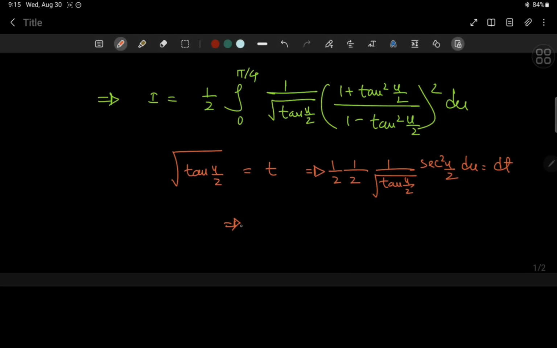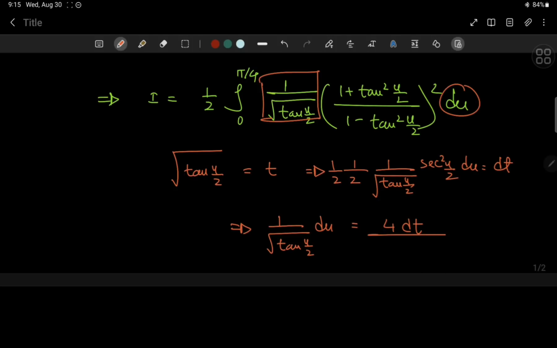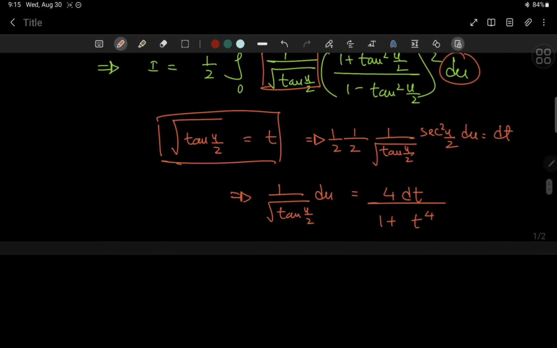Okay, cool. So this implies that what we have here, 1 over the square root of the tangent of u/2 du, that's all of this stuff, equals 4 times dt divided by the squared secant of u/2, which is 1 plus the squared tangent, and the squared tangent would just be t to the 4th power, correct? Okay, everything seems all right.